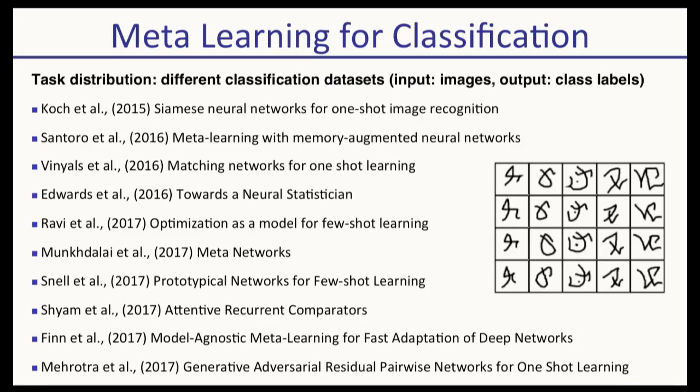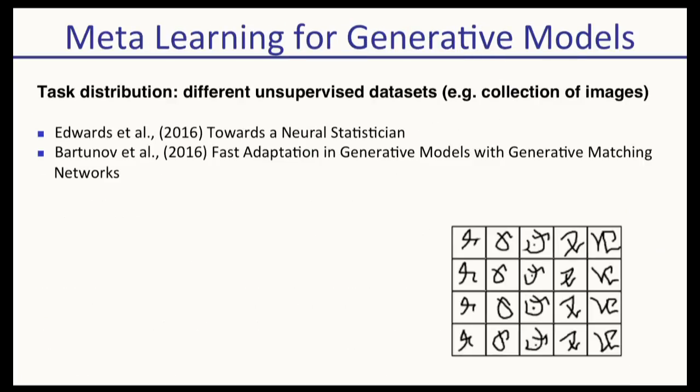You can do this for classification also. You can see if you can learn to classify. If you are faced with many classification problems in the past, can your neural net be ready to more quickly solve the next classification problem? We'll revisit that a little bit later. Or generative models. Can you have a neural net be such that it's ready to learn to generate new characters of a certain type very quickly from only one or a few examples?